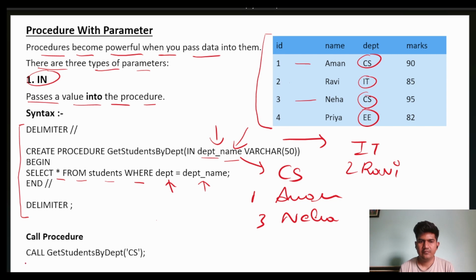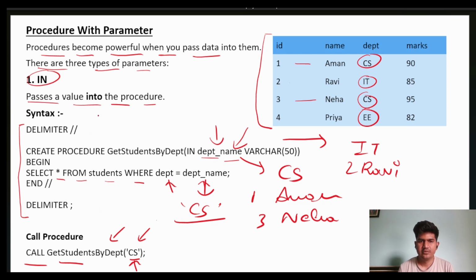So here, how we called this procedure. In this, when we call the name of the procedure, we just have to add the parameter also. Like CS is the department name that I am passing here. So when this procedure gets called, it will send CS as department name and this query will run: select star from student where department, in the place of department, CS will be used here.